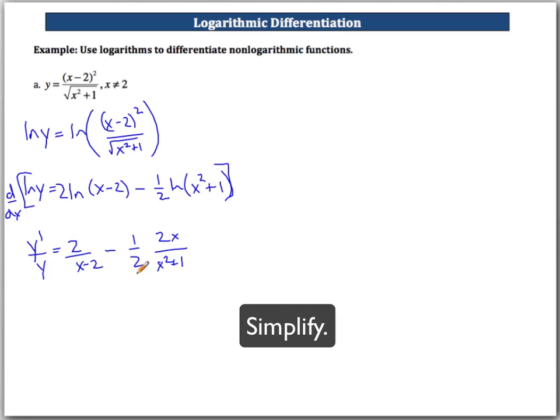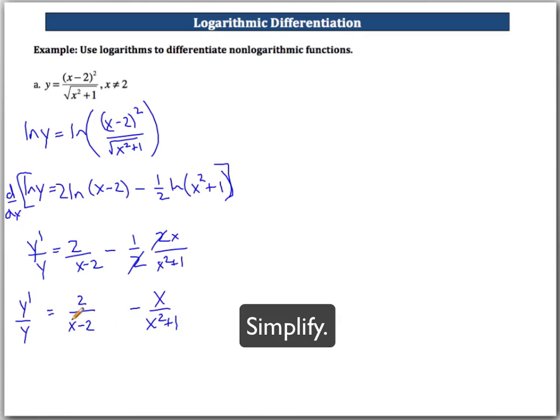Okay, once we've differentiated, now we want to simplify this. So we still have y prime over y. Here we have 2 over x minus 2. Leave a little bit of space here for our next step. And then we have 1/2 times 2, so those are going to cancel. And we're going to be left with x over x squared plus 1. So minus x over x squared plus 1.